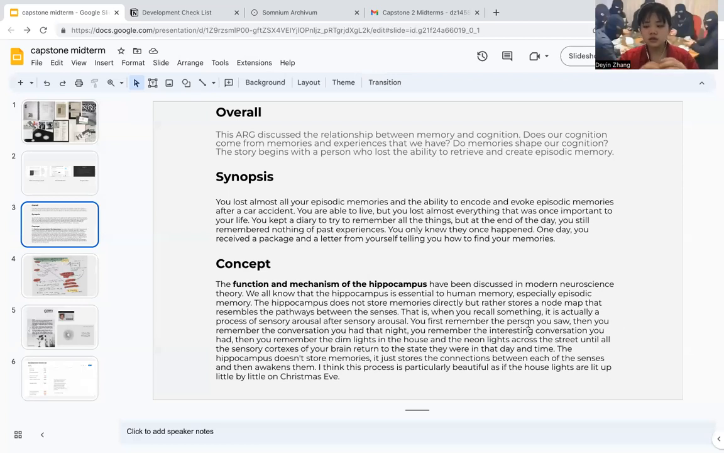And the narrative structure or the concept comes from the function and mechanisms of the hippocampus.